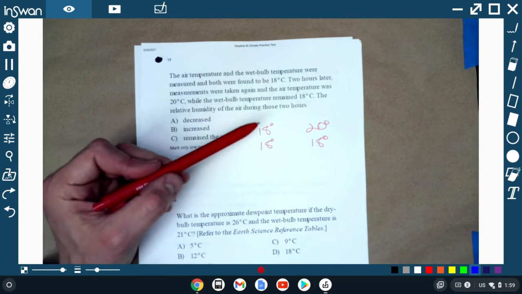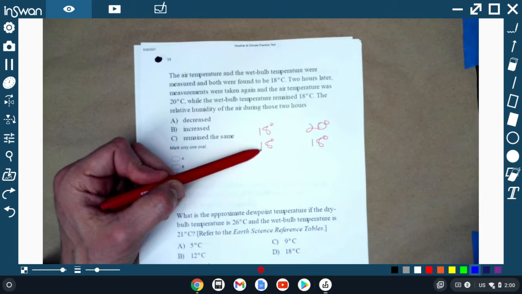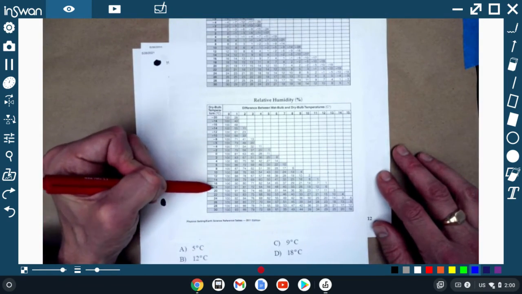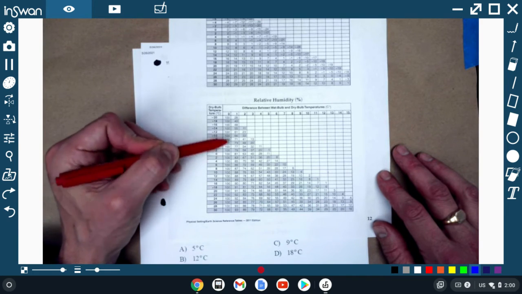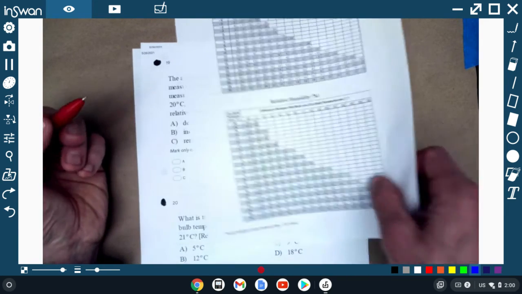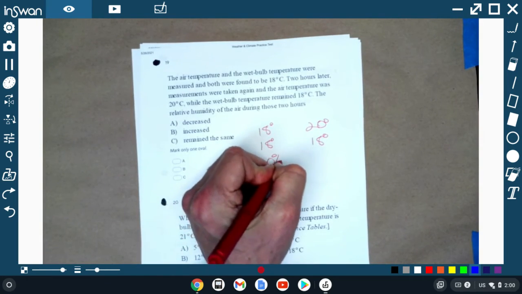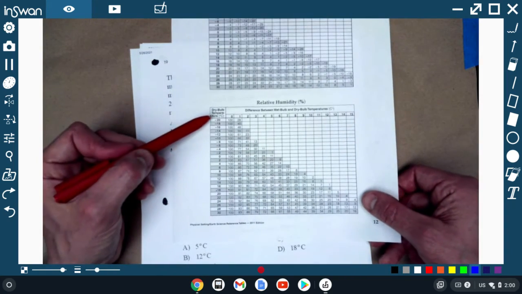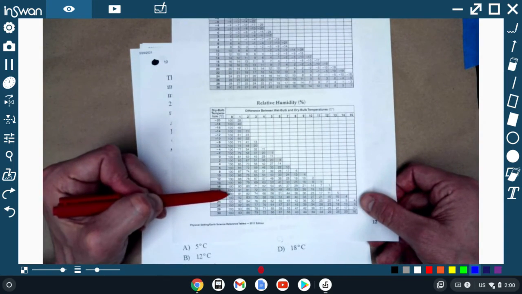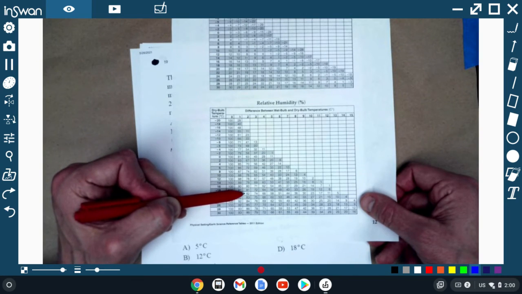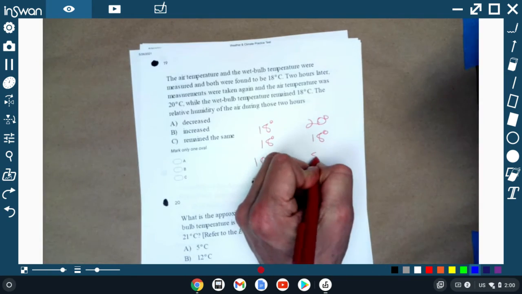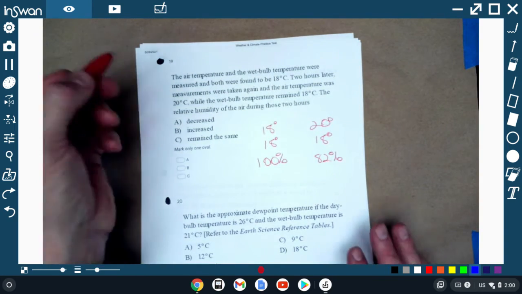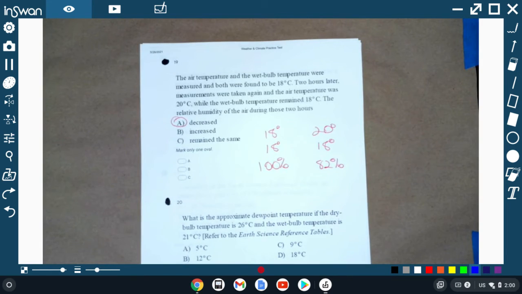So let's actually do this. 18 degrees Celsius minus 18 degrees Celsius is 0. And so here's my relative humidity. So if I go down to 18 and I go over to 0, this is my 0 column, it's 100% humidity. Now 20 minus 18 is 2. So again, I'm going to go to my dry bulb temperature, which was 20, and I'll go over to 2, 0, 1, 2. And we have 82 percent humidity. So it went from 100% humidity to 82% humidity, so therefore it is decreasing.